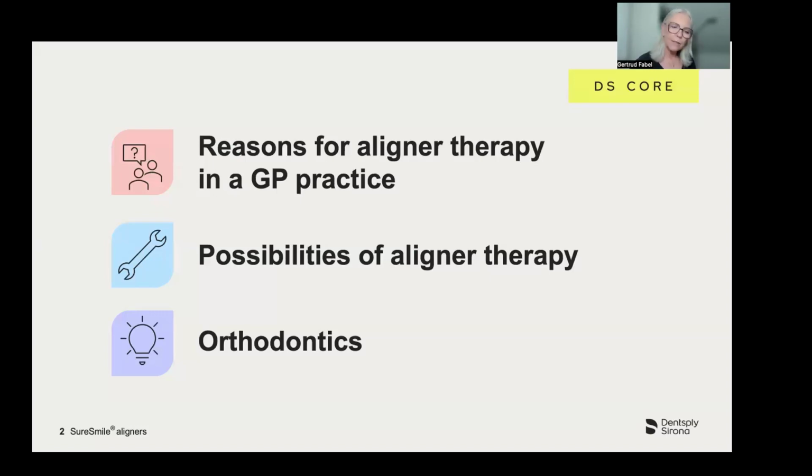Criteria of cases which can be treated by general dentists might be up to 5 millimeters of crowding or spacing, midline deviation up to 3 millimeters, overbite and overjet up to 3 millimeters, open bite up to, let's say, 2 millimeters. The upload of the required X-ray, photos and intraoral scans is easy. It can be done, for example, by team members.